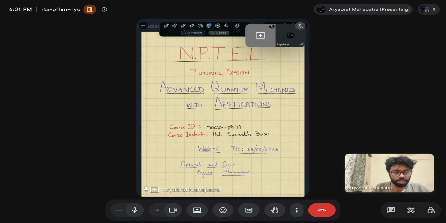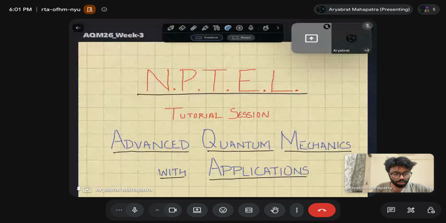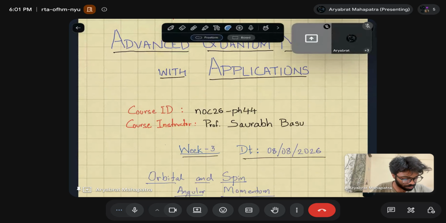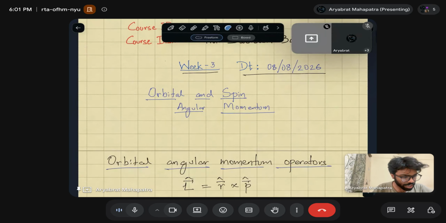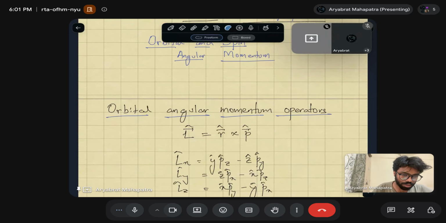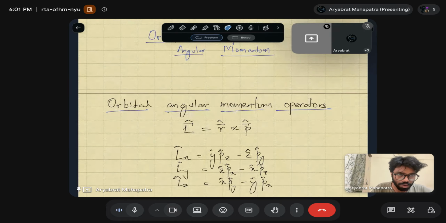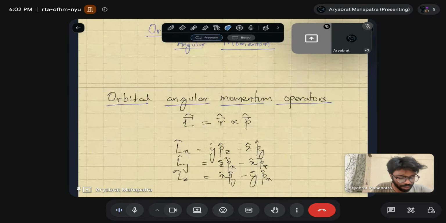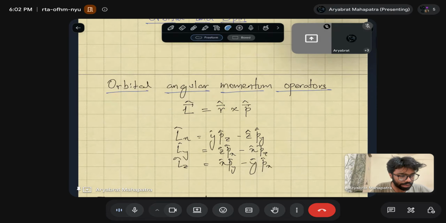So we'll start off with the introduction of the angular momentum algebra in quantum mechanics. Somehow or other, you might also know them from your earlier quantum mechanics course, maybe from a level 1 quantum mechanics course. But we'll go through it again from scratch.